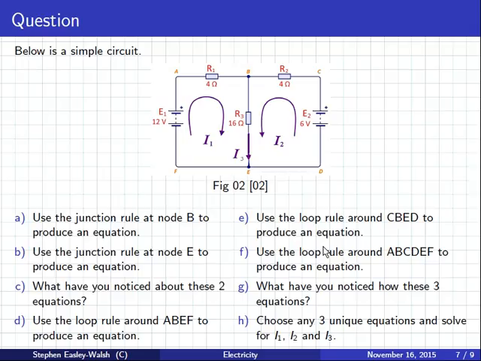Correct. Because this I2 is minus, it means the current is going this way. So the current is going down. That means the electrons are going up. So it is D to C.